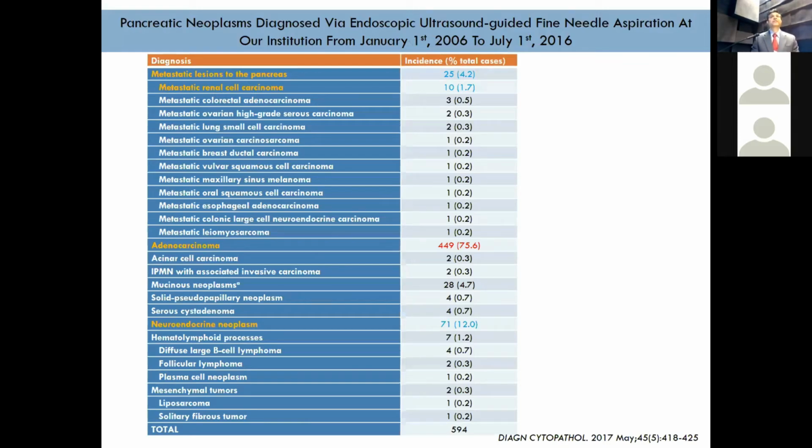This is a table from one of our studies where we looked at the pancreatic neoplasms diagnosed in our institution from 2006 to 2016. And as you can see from the table, metastatic renal cell carcinoma was by far the most common metastatic neoplasm, accounting for 40% of all metastatic tumors. And by numbers, it was seen more often than some of the rare primary pancreatic neoplasms.